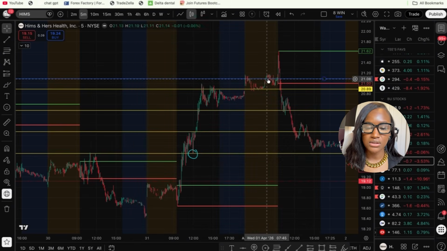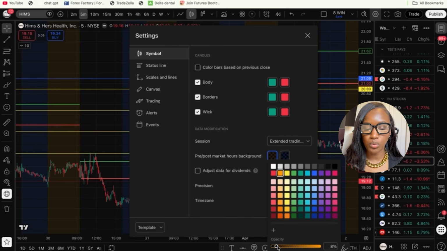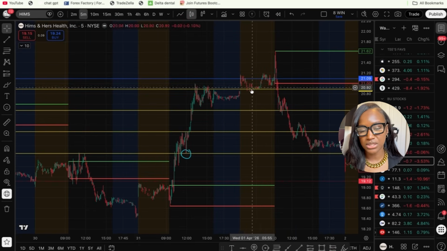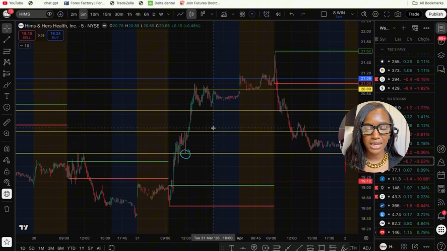Make sure the color of the hues for your extended hours is something very opaque. You want like a shadow. You don't want it to be super bright, okay? So pick your colors, customize it. So I can clearly see my pre-market time is this orange area here. This is post-market, and then the black area is intraday.